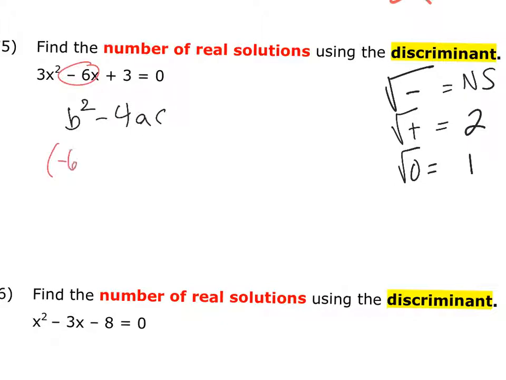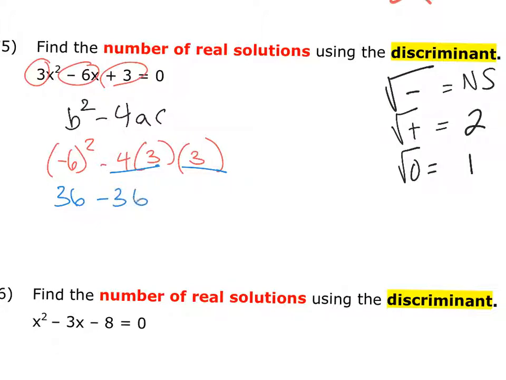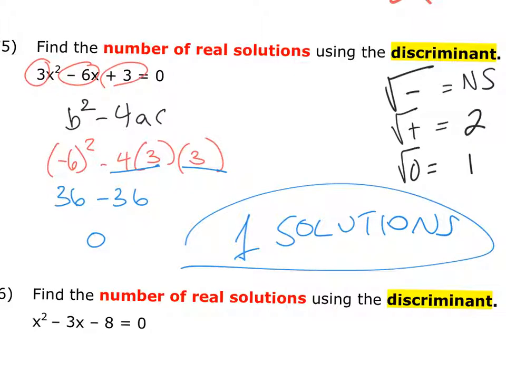b is negative 6, so negative 6 squared minus 4 times a, which is 3, and c, which is 3, gives you 36, negative 12 times 3 is negative 36. That is 0, and 0 means one solution. Don't be confused like I used to and think that 0 is the 0 solutions. It's one solution because the square root of 0 is just one answer, 0. Wait, what was the formula?